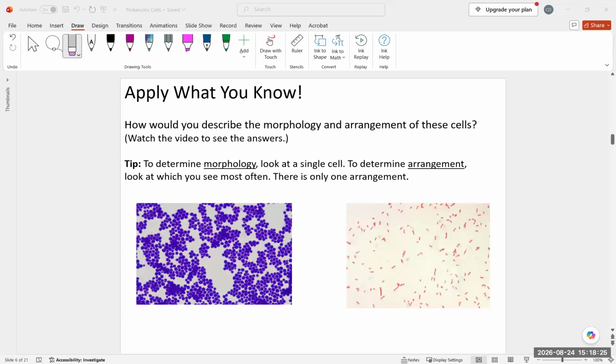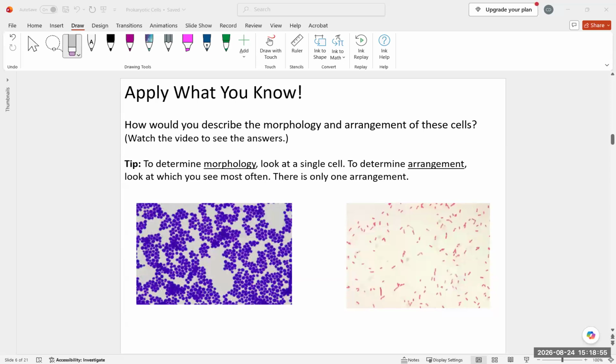All right, welcome to the Apply What You Know about bacterial cell morphologies and arrangements. So this slide is having you apply the terminology that we just reviewed in the previous video and practicing using those terms. But it's also getting you familiar with what you're going to see in lab when you look at cells under the microscope. So I'm asking how you would describe the morphology and arrangement of these cells.